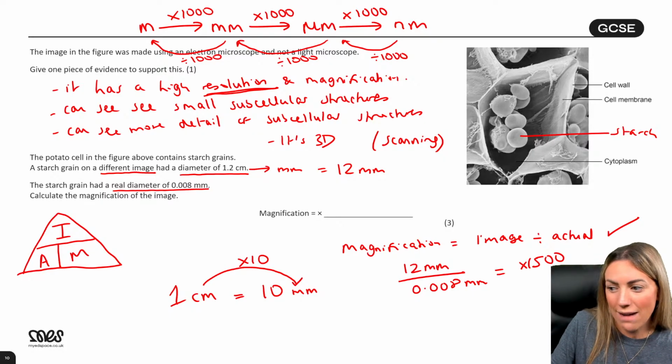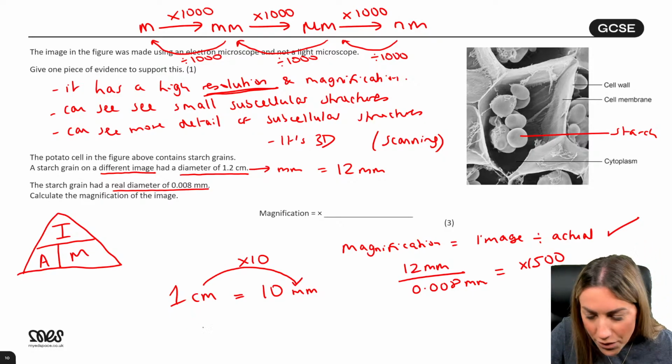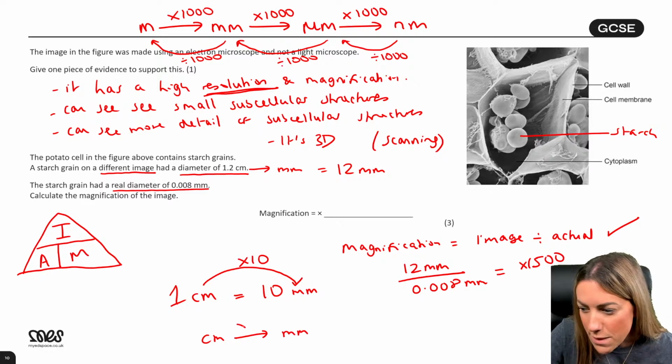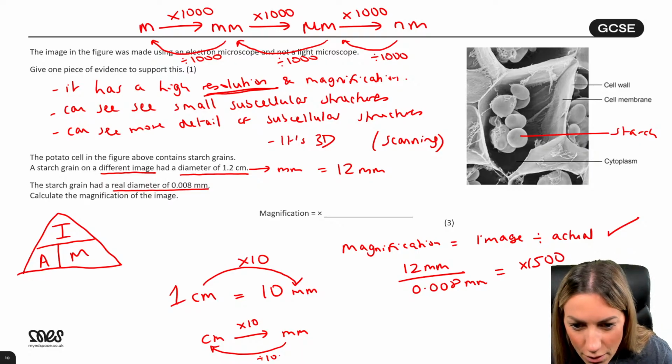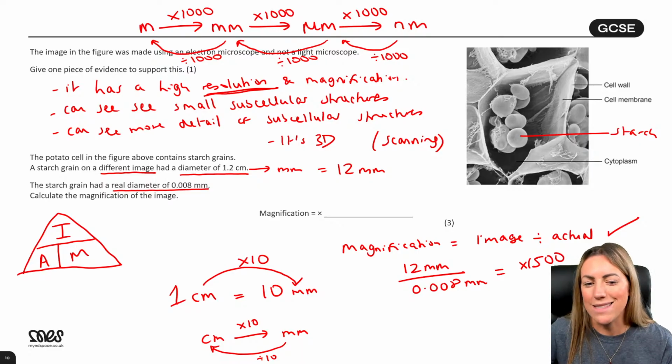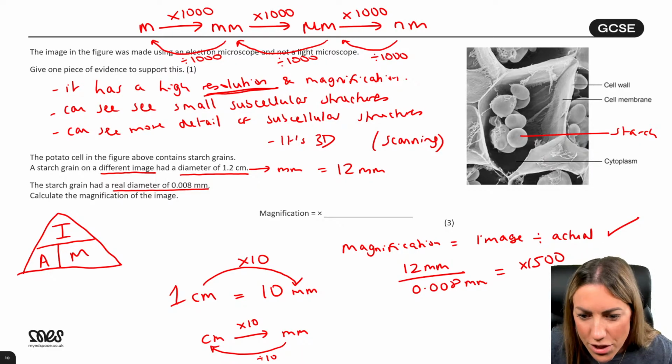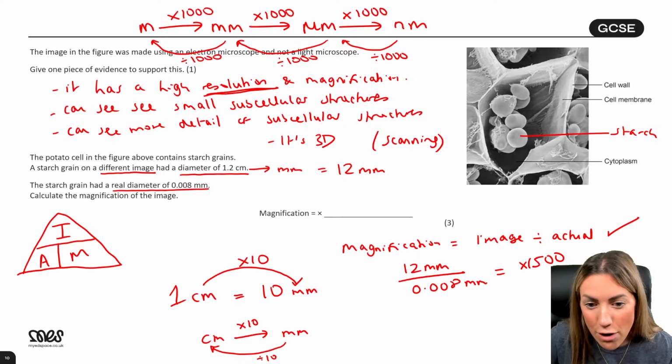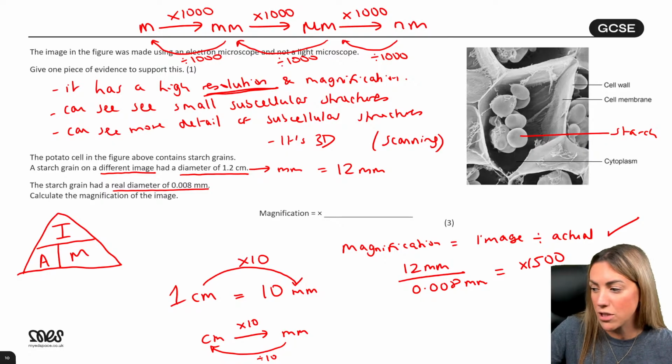So if you do have to do centimeters, I think I've already done that one down here. Centimeters to millimeters would be times 10. And if you're going back the other way, it would be divide by 10. But we don't use centimeters that much. This is quite an unusual question. So centimeters to micrometers, well, think about it. You should be able to do that now.